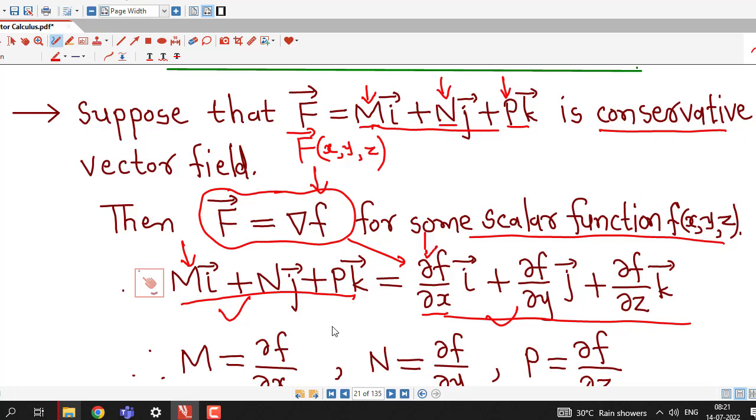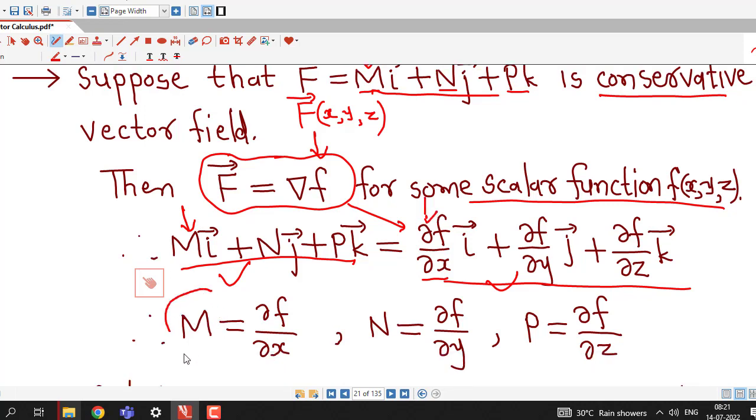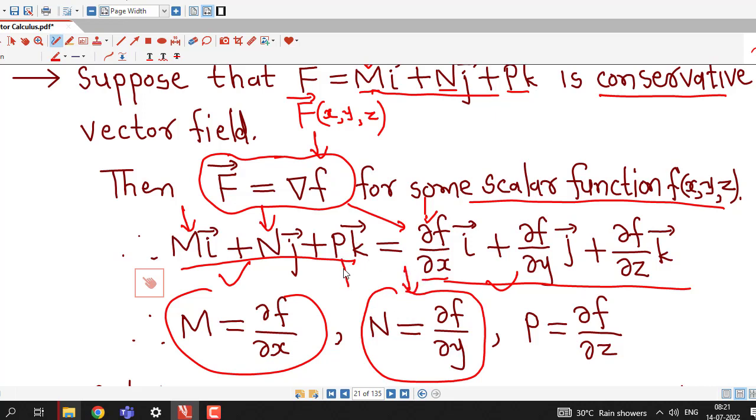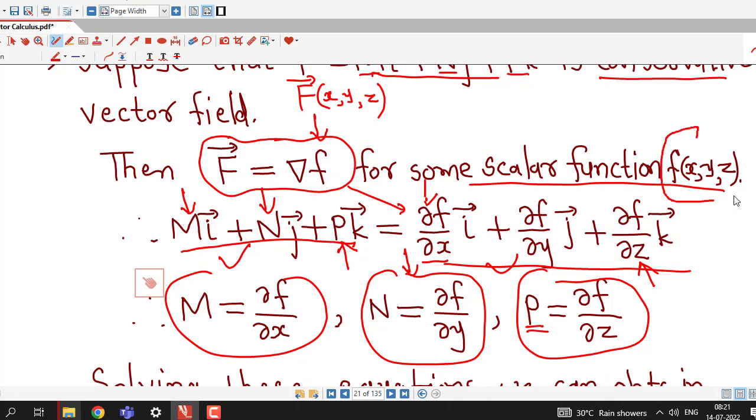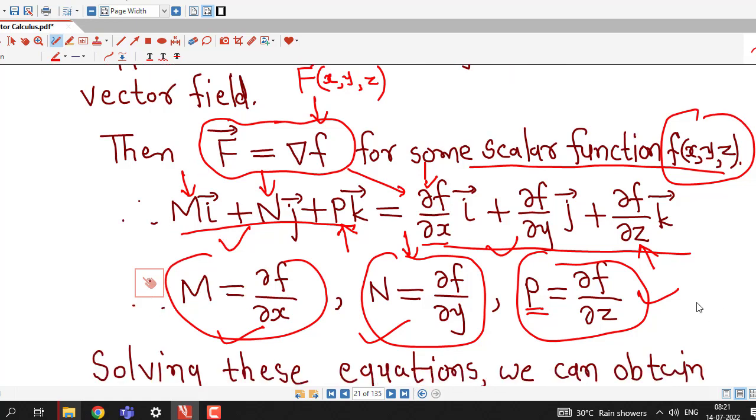Therefore, m must be equal to the partial derivative of f with respect to x. The j components are n and the partial derivative of f with respect to y, so they must be equal. And similarly, the k-th component, which is p, must be equal to the k-th component of this vector. Two vectors are equal if corresponding components are equal. We are interested in the scalar function f, and we have obtained these three partial derivatives of f. So by solving these three equations, we will be able to decide this potential function f of x, y, z.